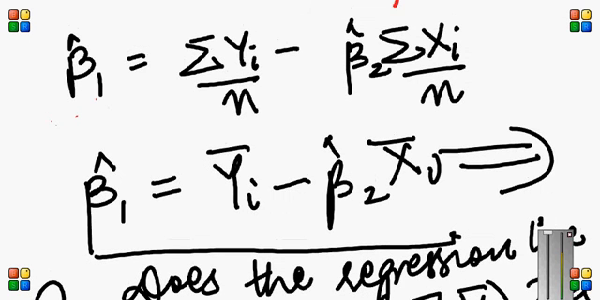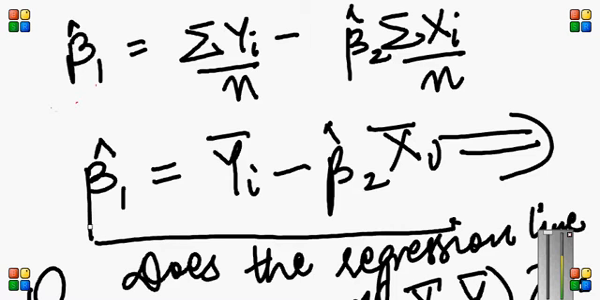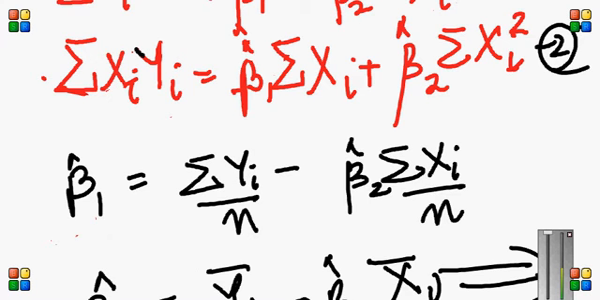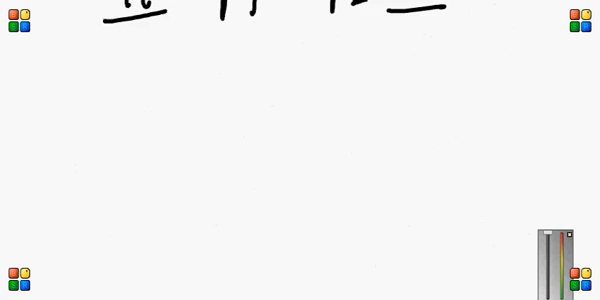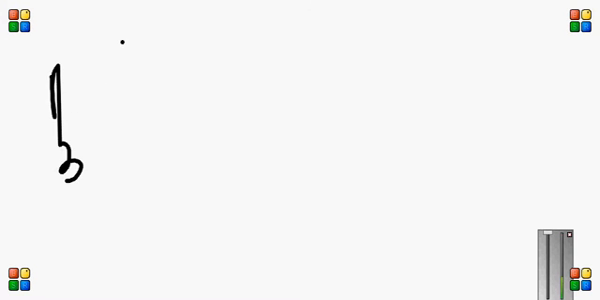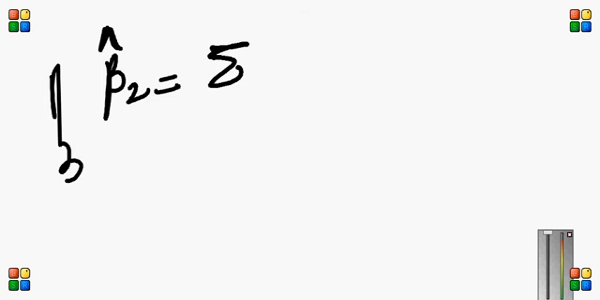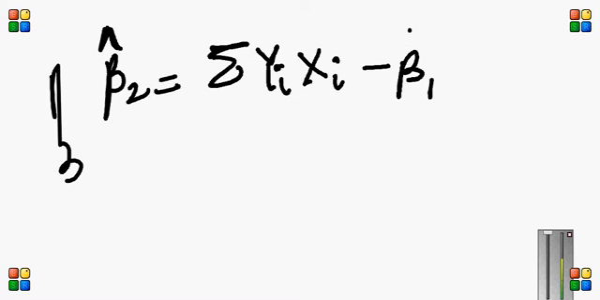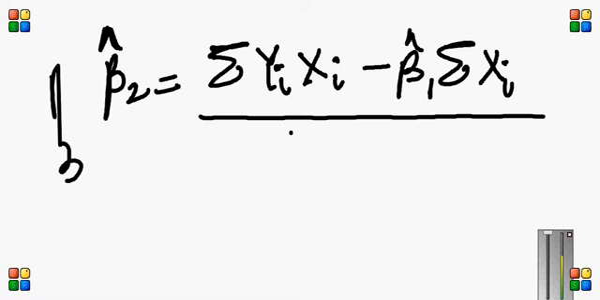Okay, so now we would be going to the next equation. I have already derived the value of beta 1. I want to now derive the value of beta 2. So from here I get beta 2 hat is equal to summation yi xi minus beta 1 hat summation xi upon summation xi square.